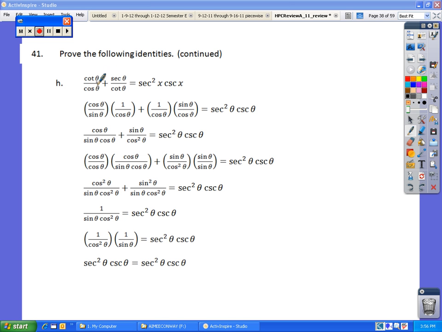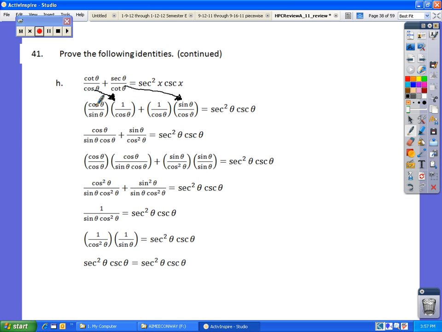So first off, I'm going to change cotangent into cosine over sine, and then multiply by the reciprocal of the denominator. So that's why I'm multiplying this cosine. I'm multiplying by the reciprocal of the denominator, which is 1 over cosine. I'm going to do the same thing here, multiplying by the reciprocal of cotangent, which is sine over cosine, changing secant into 1 over cosine.